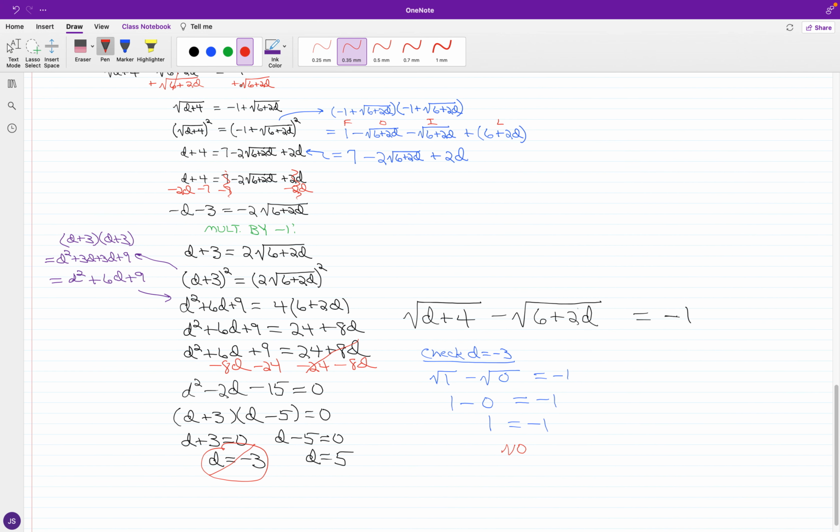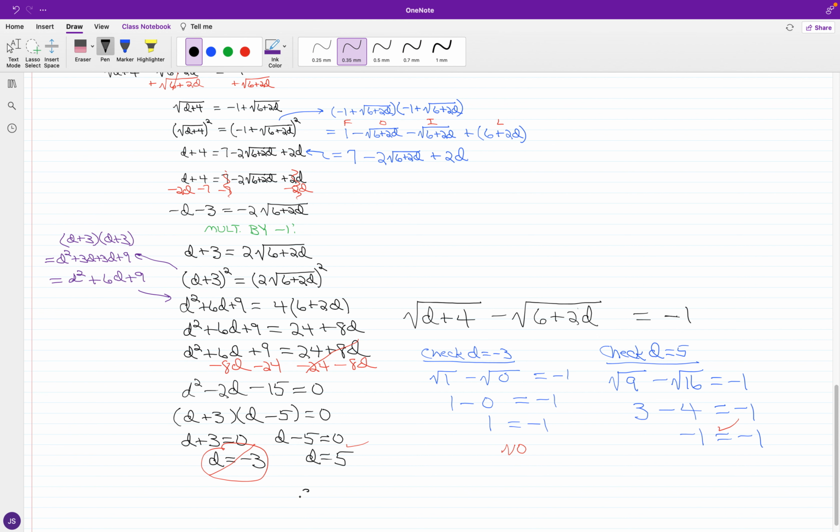Now for what we have for D is equal to 5. Okay, so with D at 5, square root of 5 plus 4 is going to be the square root of 9. 2 times 5 is 10. 6 plus 10 is going to be 16. Okay, square root of 9 is 3. Bring down the subtraction. Square root of 16 is 4. And 3 minus 4 is -1. And -1 is equal to -1. So 5 is going to check out.